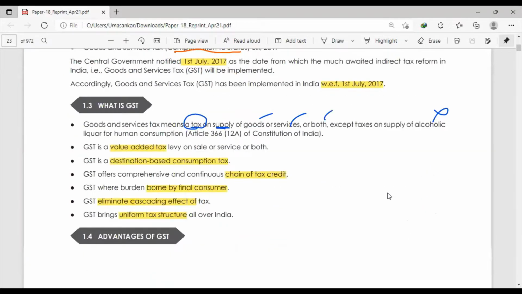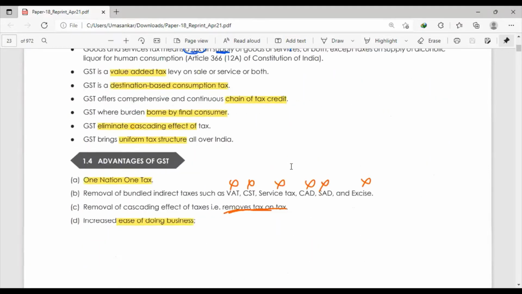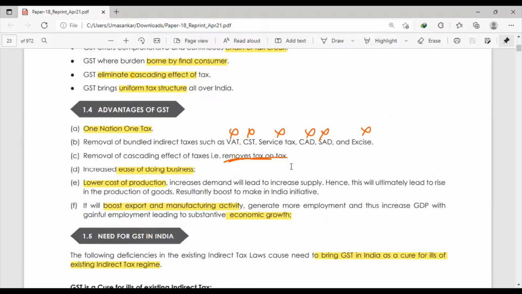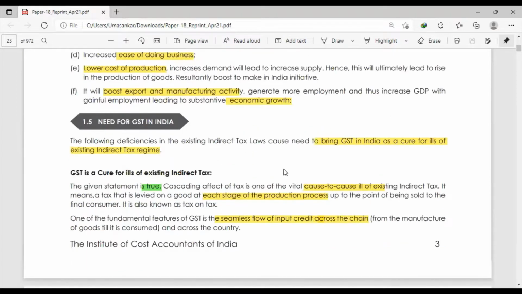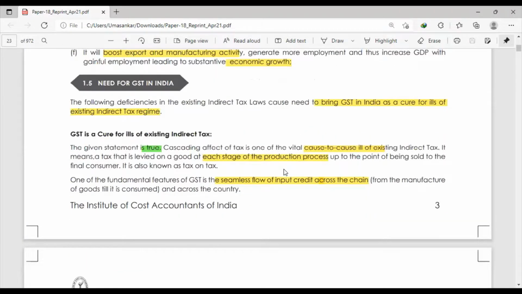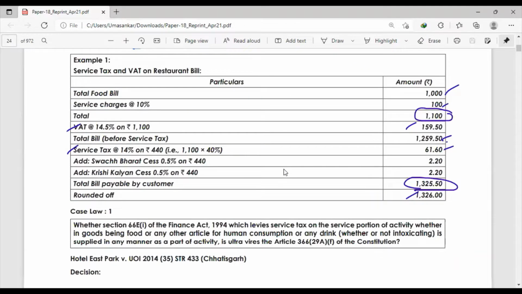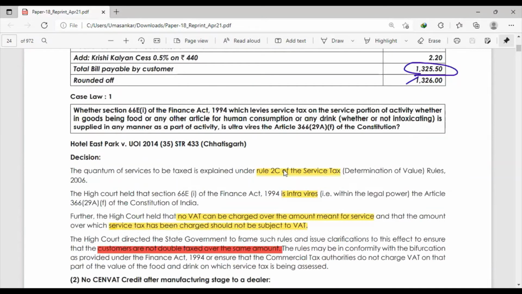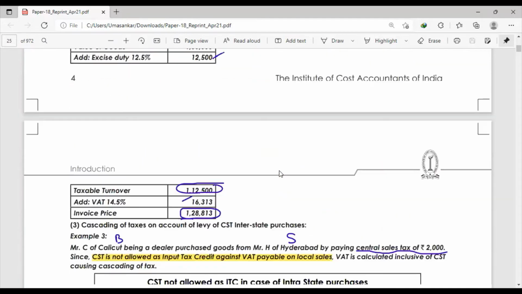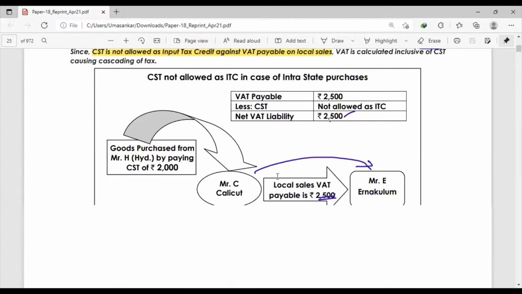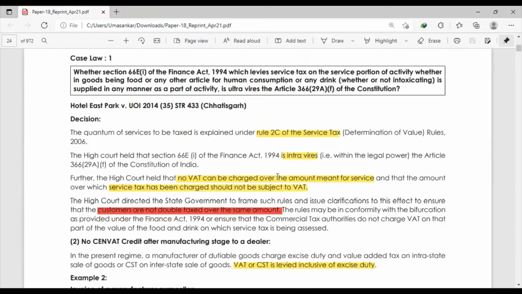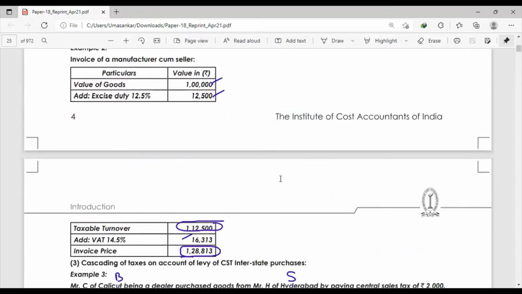Next we went through what is GST, what do we mean by GST, then the advantages of GST, then why we need GST in India. Then we also took an example on cascading effects. Then we came through the example. We have also checked this case law and this example.